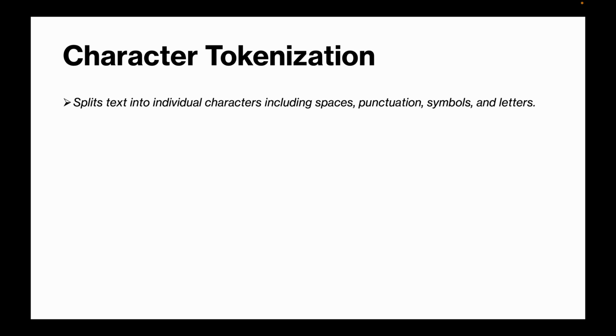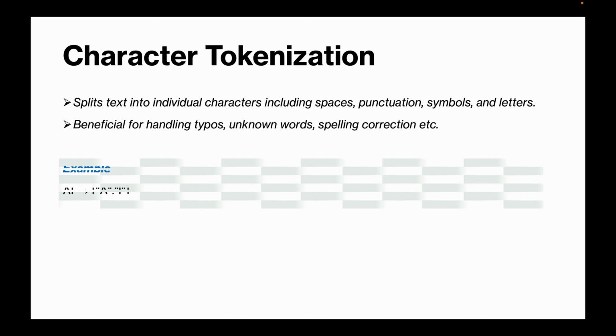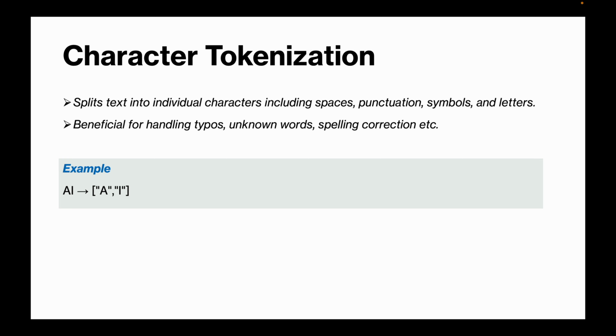Character tokenization. This method splits text into individual characters, including spaces, punctuation, symbols, and letters. This is beneficial for handling typos, unknown words, spelling correction, and so on. For example, AI is tokenized like this.